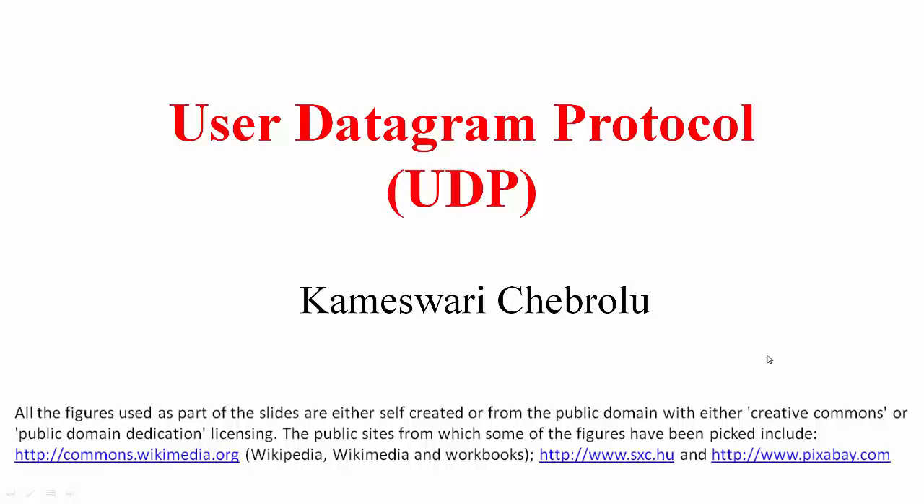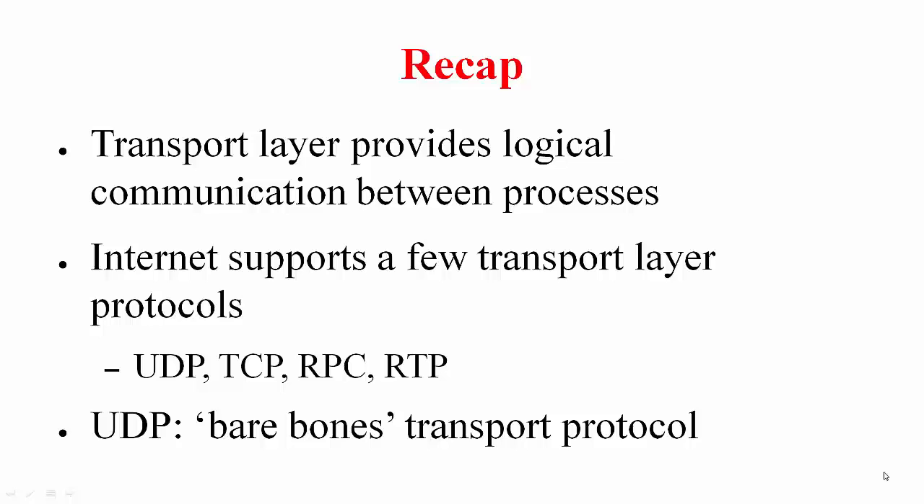In this video, we will look at user datagram protocol, which falls under the transport layer. A few quick questions first. A recap: the transport layer provides logical communication between processes, and we have seen that the internet supports a few transport layer protocols like UDP, TCP, RPC, RTP. UDP is the bare bones version of the transport protocol. It is an extremely simple protocol, nothing fancy about it.